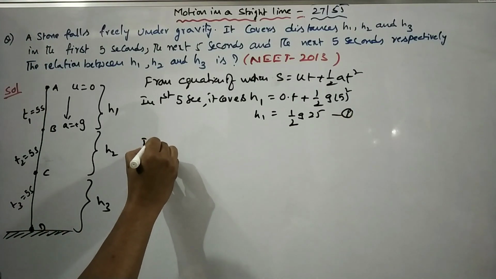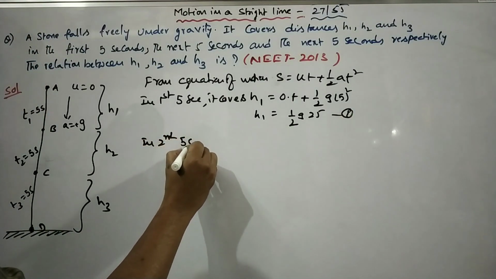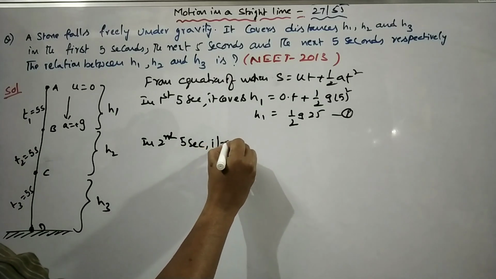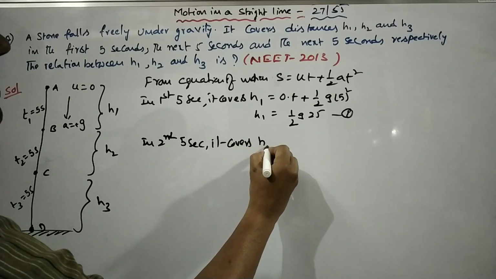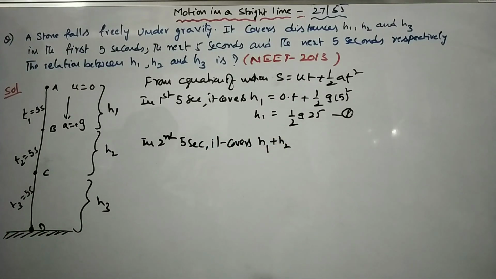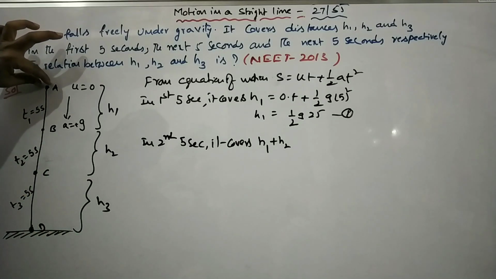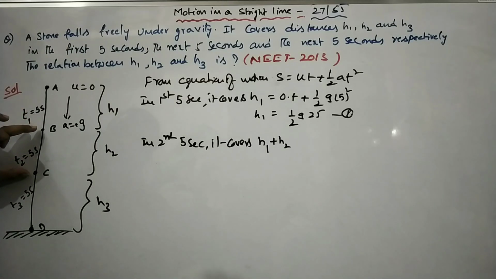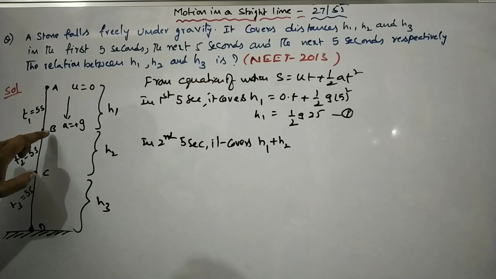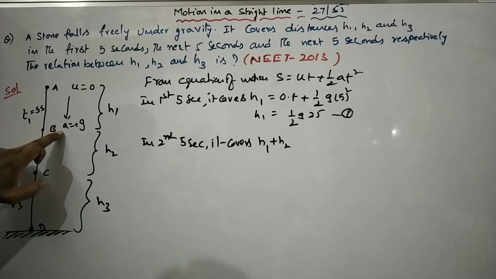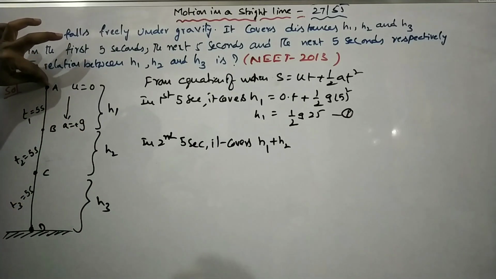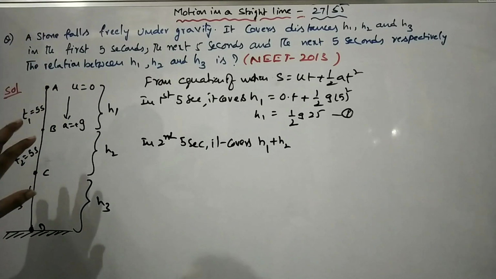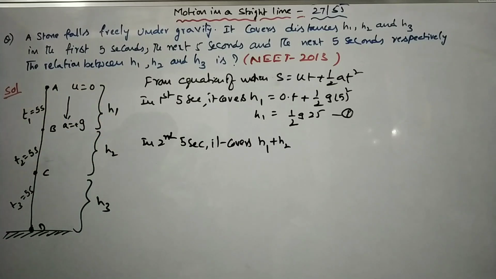Next, in the second 5 seconds, in the second scenario, from B to C in 5 seconds, it covers distance h1 plus h2. Why? Because the body falls freely, only then can you take u equal to 0. If you take the next 5 seconds traveling only B to C, you should find out the speed at point B, which makes it more confusing. So with respect to its starting point only I would like to take. After reaching B to C it takes 5 seconds, but it covers distance equal to h1 plus h2, isn't it?